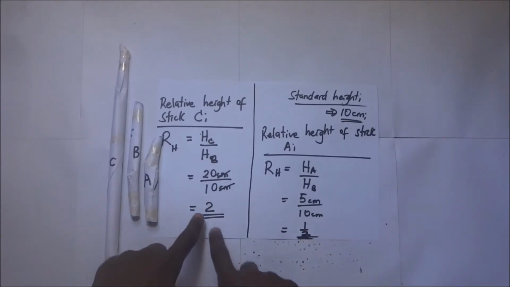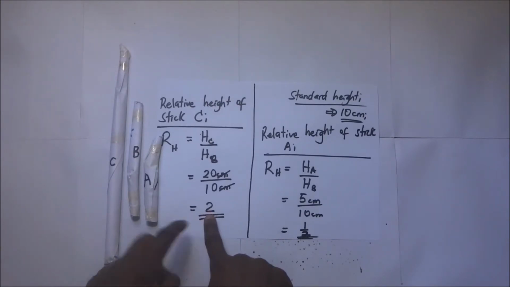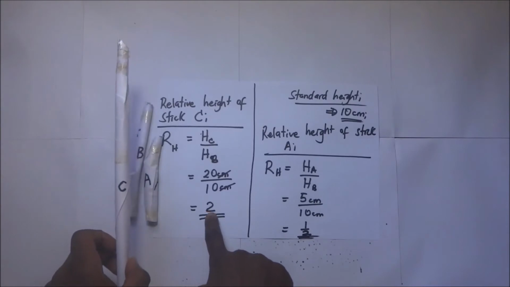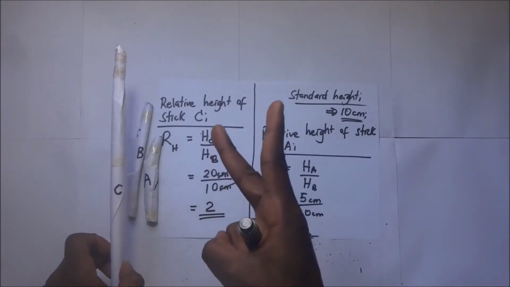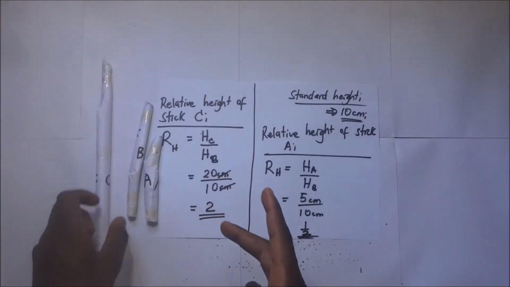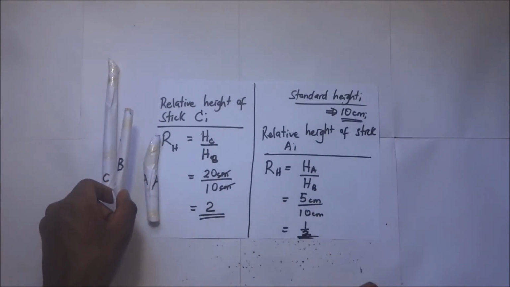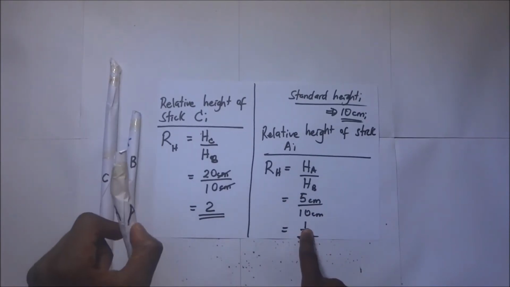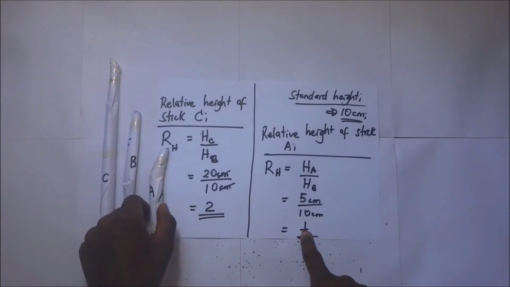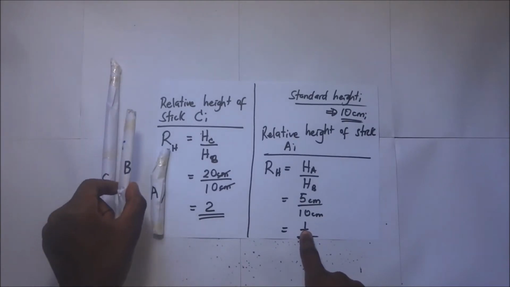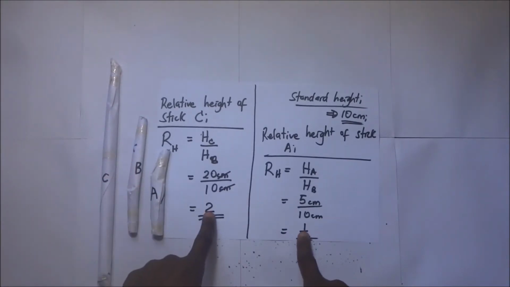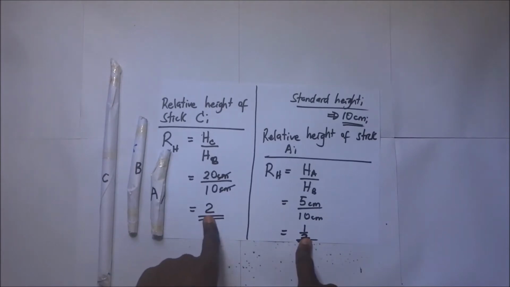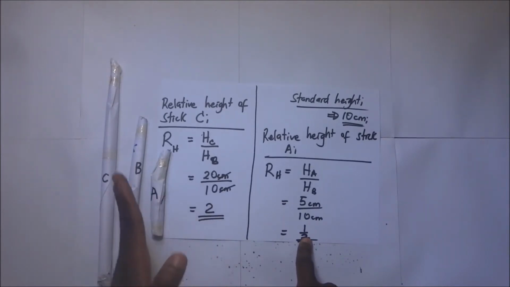If the relative height of stick C is 2, it means that this stick is 2 times taller than my standard height. That is what it means. Likewise, this half, which is relative height, means that this stick is half the height of my standard height, B. They're just ratios that help us to know the magnitude of something in relation to something.